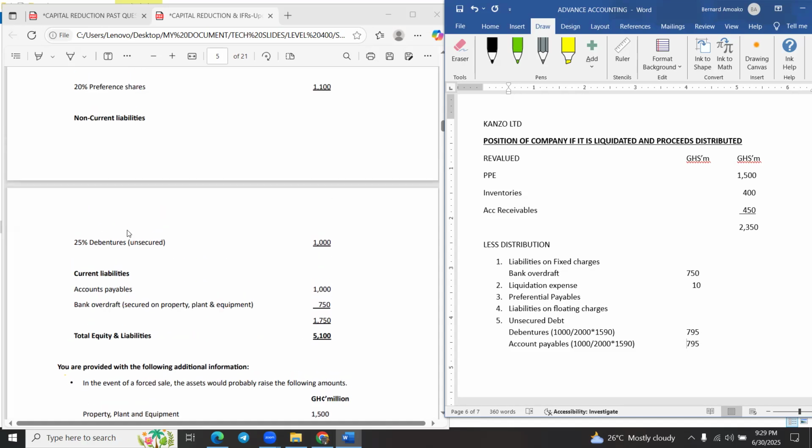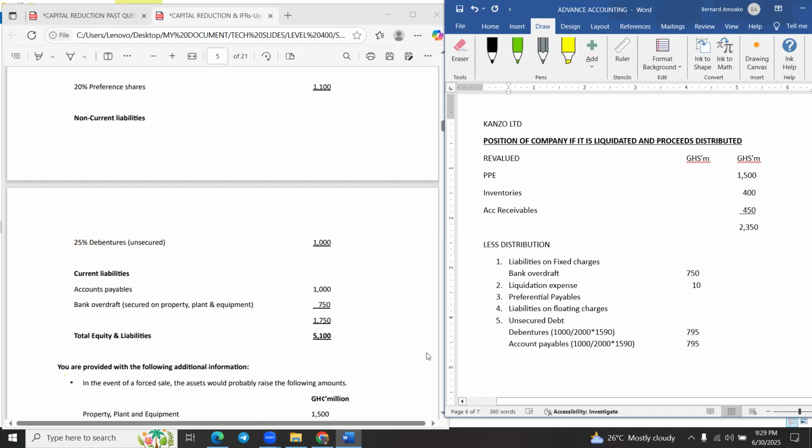So I just mentioned that any liability that is not part of 1, 2, 3, 4 must be captured under 5. Are we together? Since accounts payable was not mentioned, it doesn't mean that accounts payable is not included, because accounts payable is also part of the unsecured. Now, the value for each of them is 1,000, 1,000. What is left after you take 760 from this figure? I'll be left with 1,590.